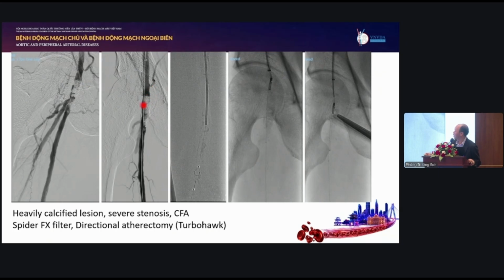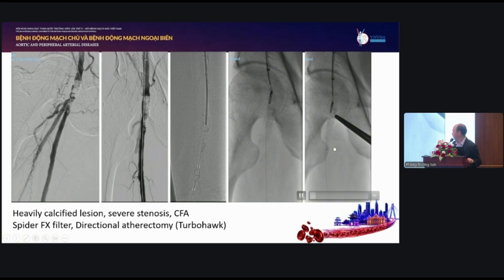At first, we try to cross the lesion and put the SpiderFX protective device downstream. After that, we use the TurboHawk device. Here's the TurboHawk device, and we try to debulk. Yes, with this technique I learned from Singapore.